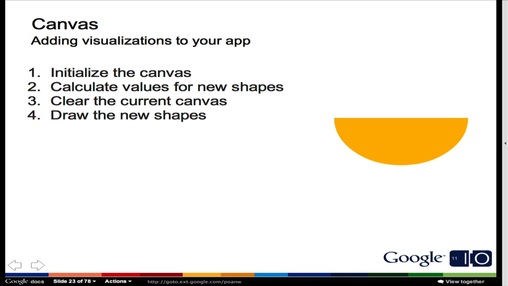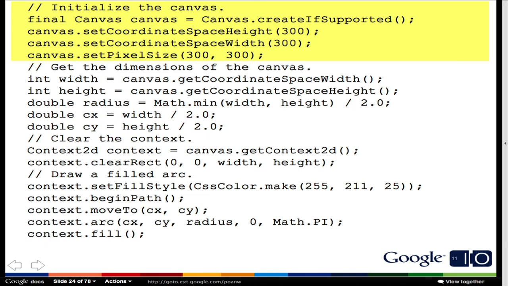And so what I'm going to walk you through, we're basically going to create this. If you have a half pie chart's worth of data, you'll want to pay close attention to these slides. There's basically 4 steps to a canvas. You initialize the canvas. You calculate the values for the new shapes. Clear the current canvas if you need to. And then you draw the new shape. So here's the code.